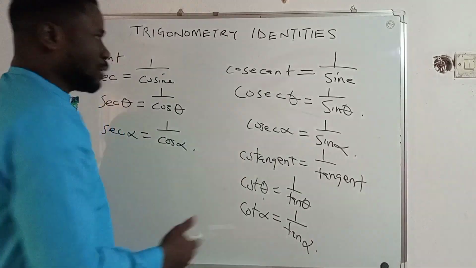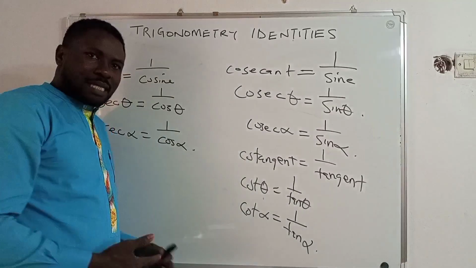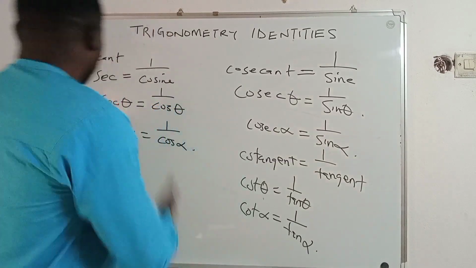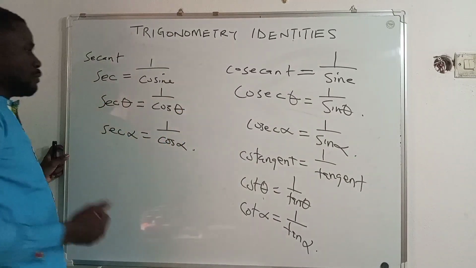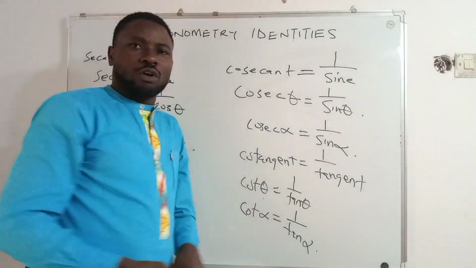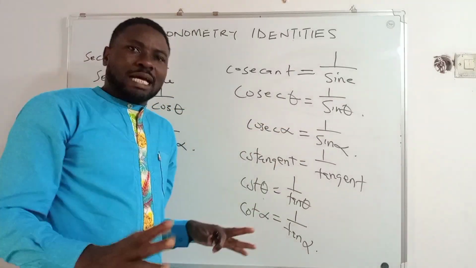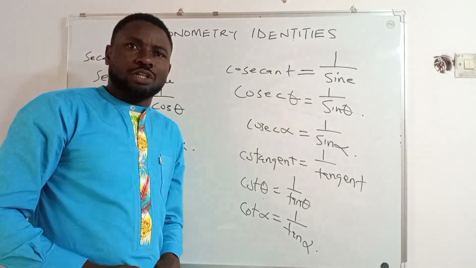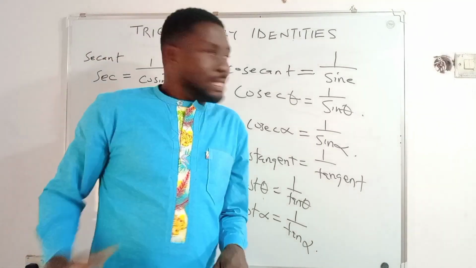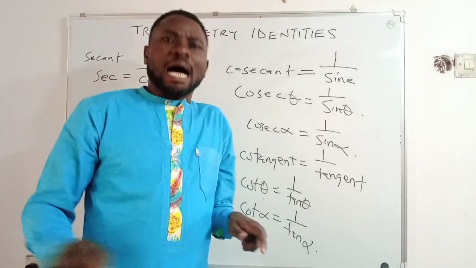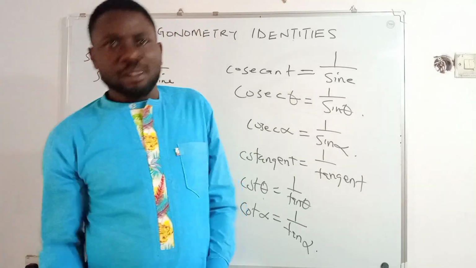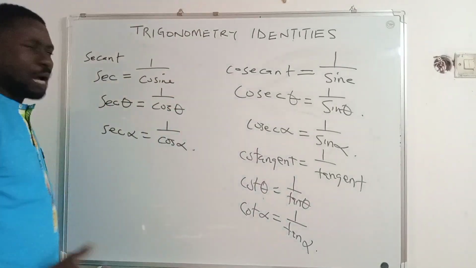So we have secant, cosecant, and the cotangent. Like I said, secant is 1 over cos theta, and we said cosecant is 1 over sine theta, and then we have cotangent as 1 over tan theta. So it's very important, these 6 specific functions should be noted. Understanding of these 6 functions will help you to handle any problem that concerns trigonometric identities. Now let's begin with some examples.